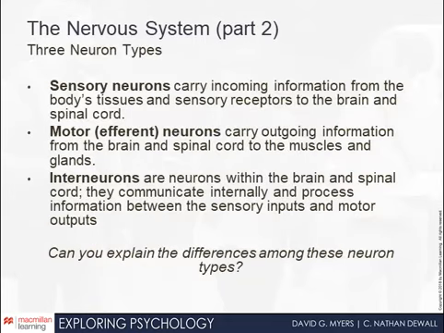So the three neuron types. We have sensory neurons carrying information from the body's tissues and sensory receptors to the brain and spinal cord. We have motor neurons carrying outgoing information from the brain and spinal cord to the muscles and glands. And we have interneurons, neurons within the brain and spinal cord. They communicate internally and process information between the sensory inputs and motor outputs.